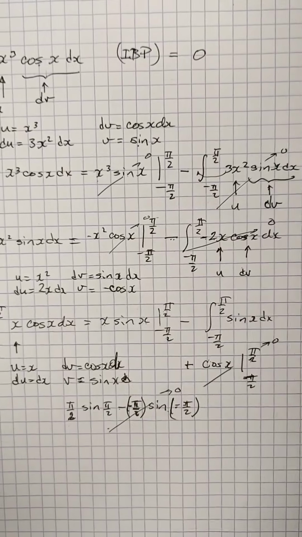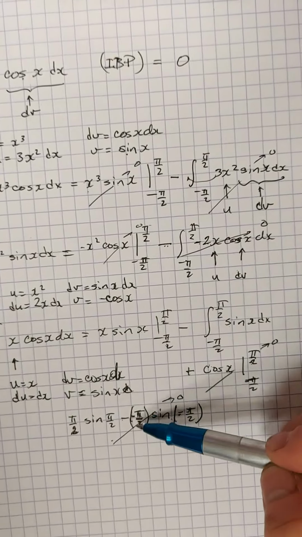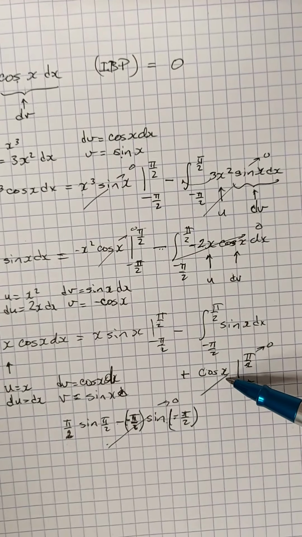So this is going to be pi over 2 sine of pi over 2 minus a negative pi over 2. It's going to be a lot of minuses. Minus a pi over 2 sine of negative pi over 2. Okay, so this is a plus, and then sine is an odd function, so that negative comes out, and so you have pi over 2 sine of pi over 2 minus pi over 2 sine of pi over 2, so this actually equals 0.